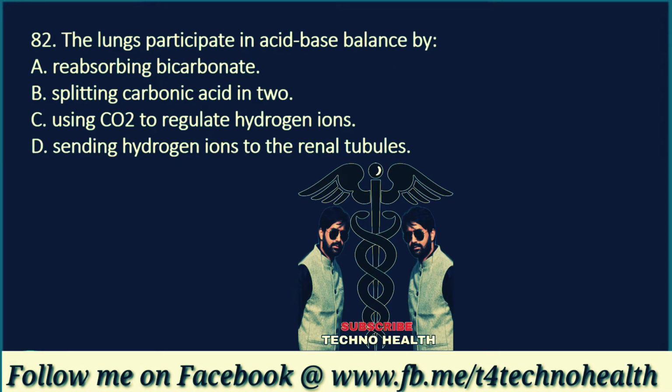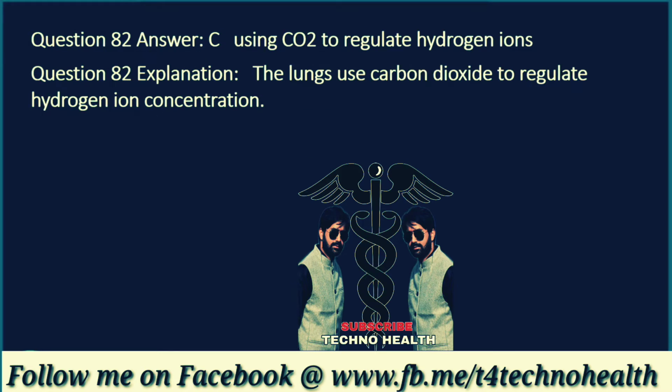Question 82. The lungs participate in acid-base balance by A. Reabsorbing bicarbonate. B. Splitting carbonic acid in two. C. Using CO2 to regulate hydrogen ions. D. Sending hydrogen ions to the renal tubules. Answer: C. Using CO2 to regulate hydrogen ions. Explanation: the lungs use carbon dioxide to regulate hydrogen ion concentration.